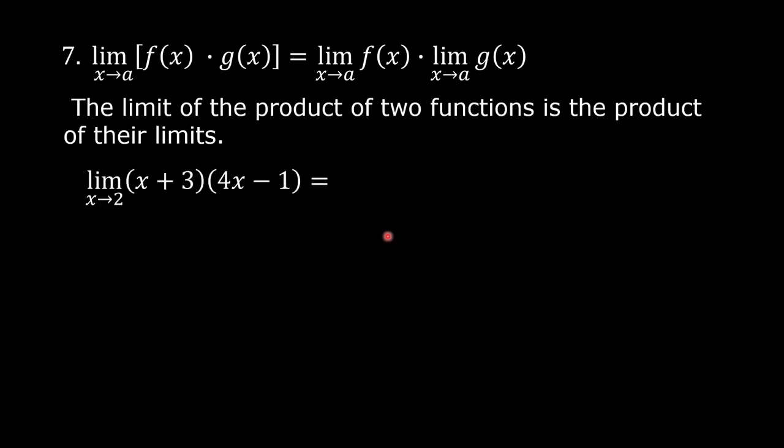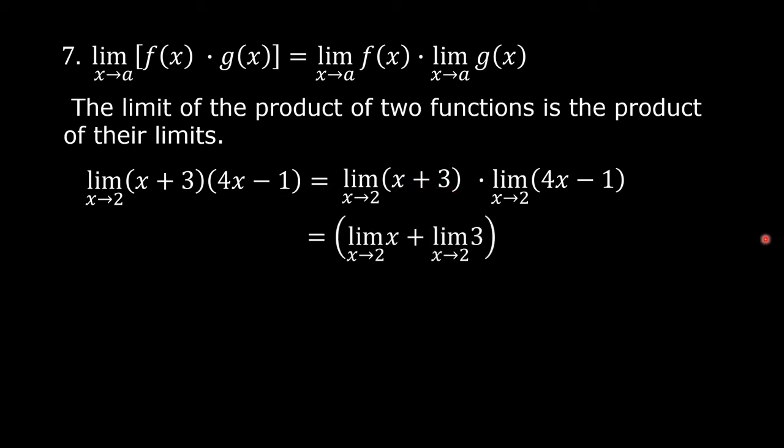Example, the limit of the quantity x plus 3 times the quantity 4x minus 1 as x approaches 2 is equal to the limit of the quantity x plus 3 as x approaches 2 times the limit of the quantity 4x minus 1 as x approaches 2. Then find the individual limits.